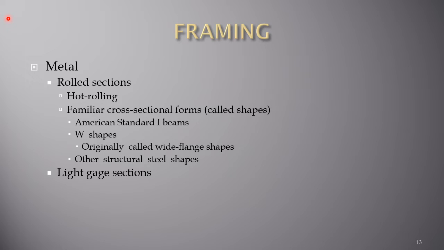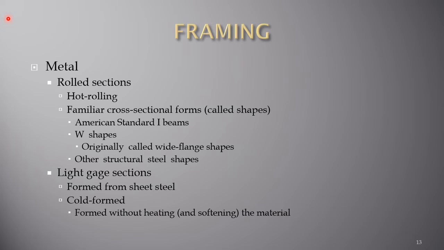It also can be used as light gauge sections, and these are sections that are formed from thin sheet steel, and they are cold formed. That is, they are formed without heating and softening the material as in hot rolling.